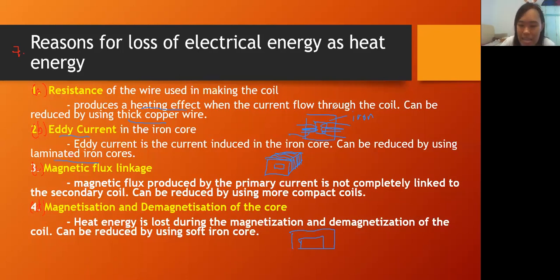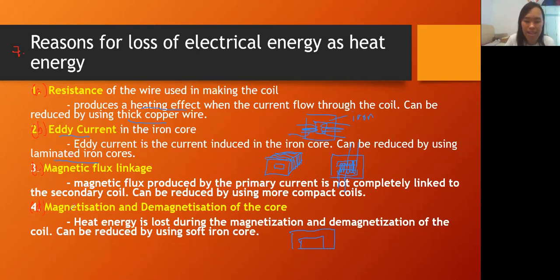Which means that instead of coiling the primary at one part and the secondary at another part, you can use another way. We have another kind of coil which is made like this. Then your primary coil will be here, and the secondary coil will be here. Since the coils are closer to each other, it will help you to reduce the magnetic flux leakage. So this is how we talk about a more compact coil.